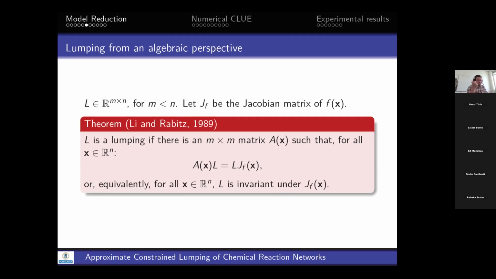So, as I was saying, we have this theorem of Lee and Rabbits that allows you to essentially move the Jacobian from the right of L to the left of L in some sense, and this equality has to hold for all x's. And as I was saying, this is equivalent to saying that L is invariant under the action of this matrix, this Jacobian, right?